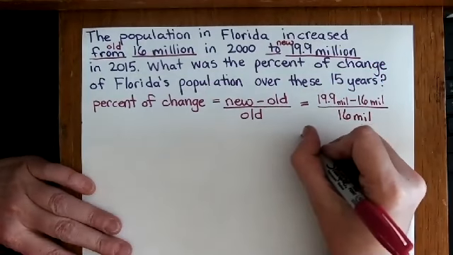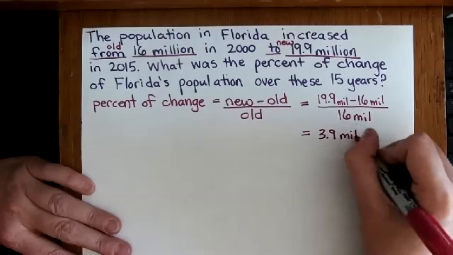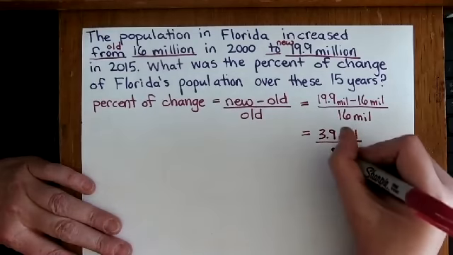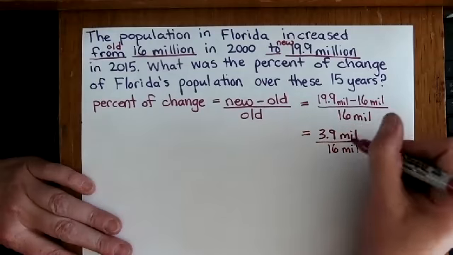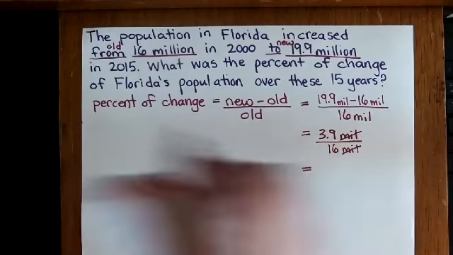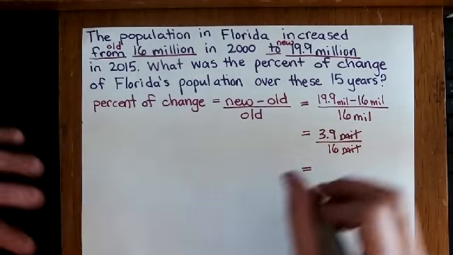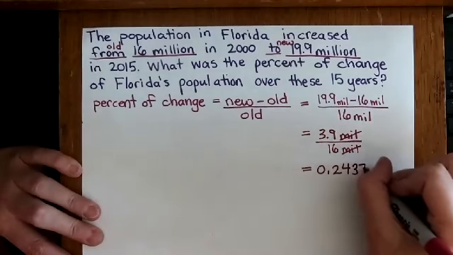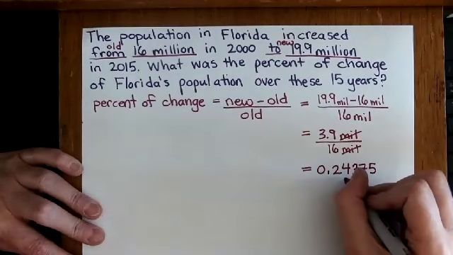What we're left with is 3.9 million when we take 16 million away from 19.9 million, and then we divide by 16 million. Notice our units cancel, so we just have 3.9 divided by 16, which is 0.2437. The question is about the percent, right?